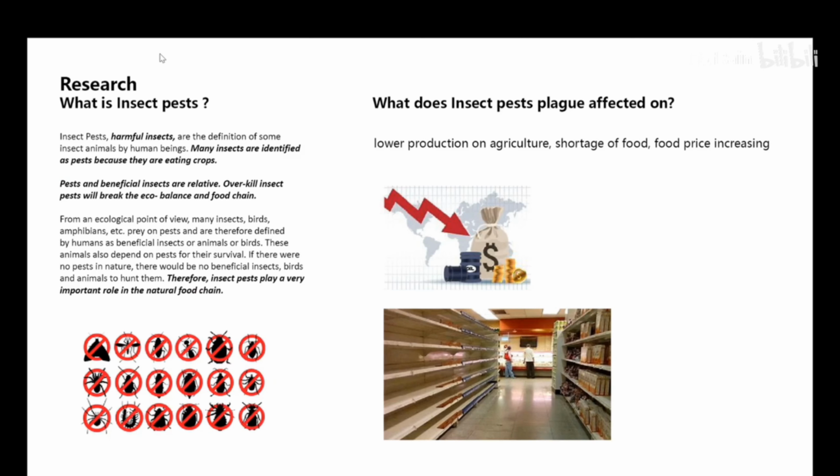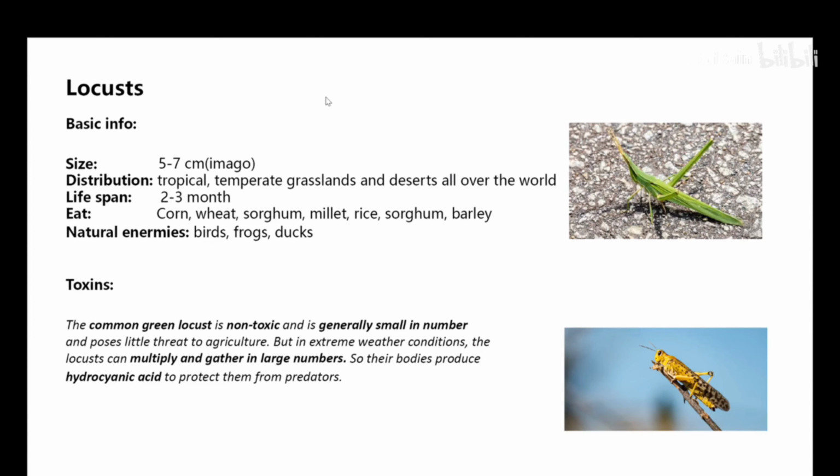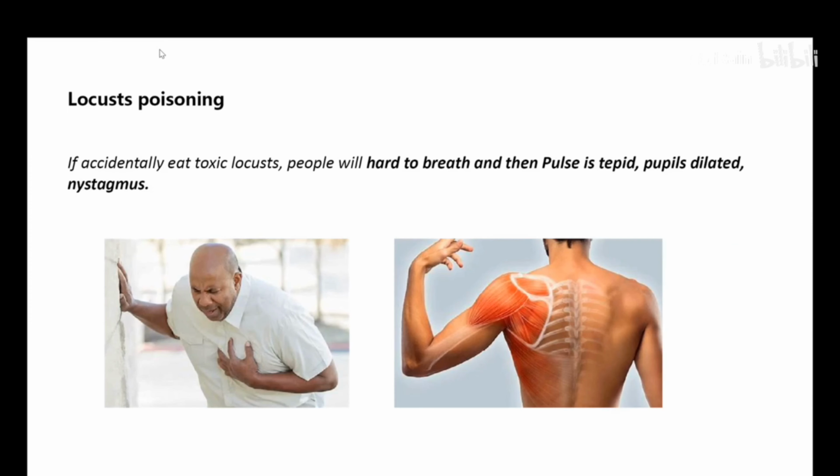So first of all, I researched what insect pests are and found that insect plague will cause food shortage and higher food prices. During the research about agricultural insect pests, I found the insects in Orthoptera cause the worst damage on crops. Locusts are the most harmful in this category. Then I did some research about locusts. I found the locusts will become toxic when they gather in large groups. If someone accidentally eats toxic locust, they will have difficulty breathing, and then their pulse becomes weak.